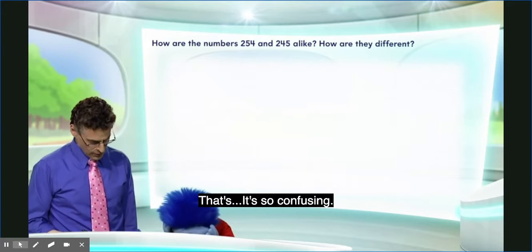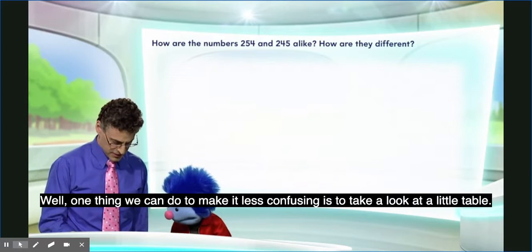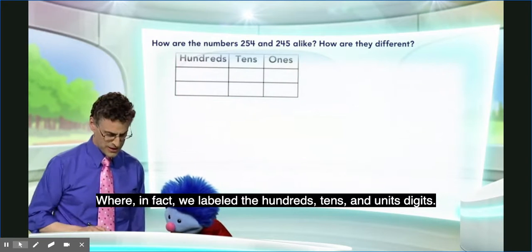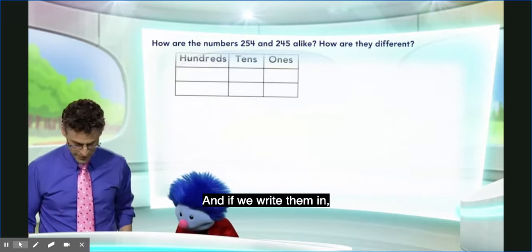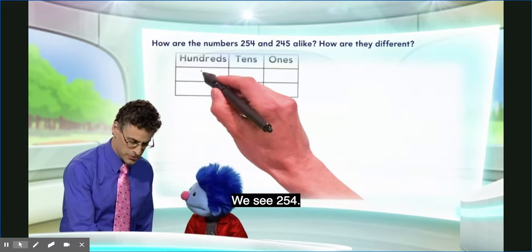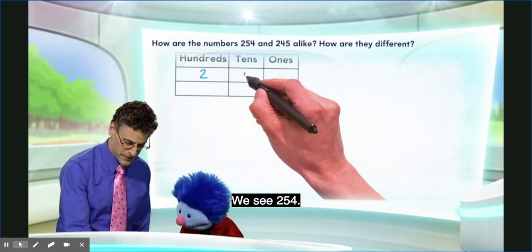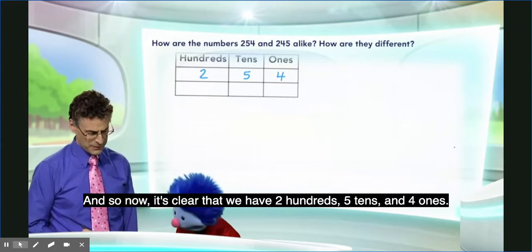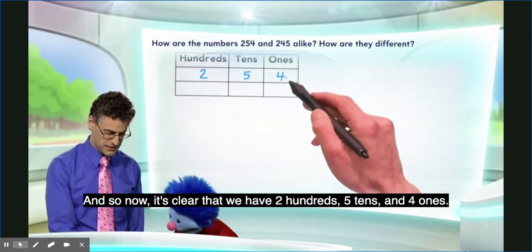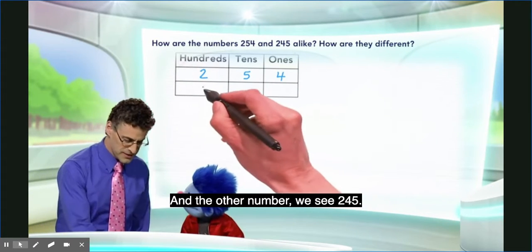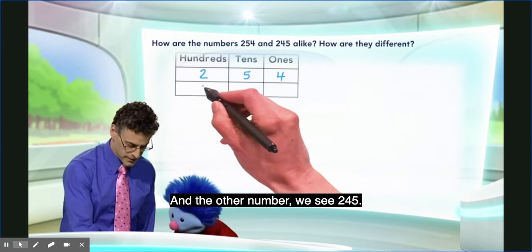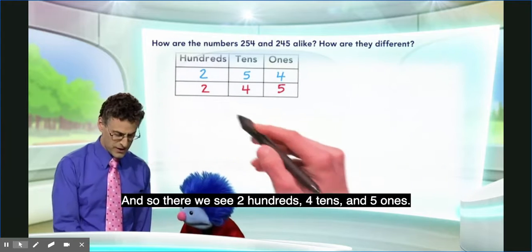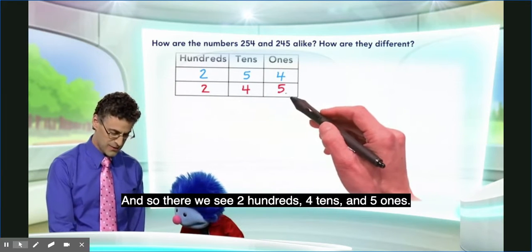Oh, it's so confusing. Well, one thing we can do to make it less confusing is to take a look at a little table where we label the hundreds, tens, and units digits. If we write them in, the first number is 254. Oh, yeah. And so now it's clear that we have 2 hundreds, 5 tens, and 4 ones. And the other number is 245. Right. And so there we see 2 hundreds, 4 tens, and 5 ones.